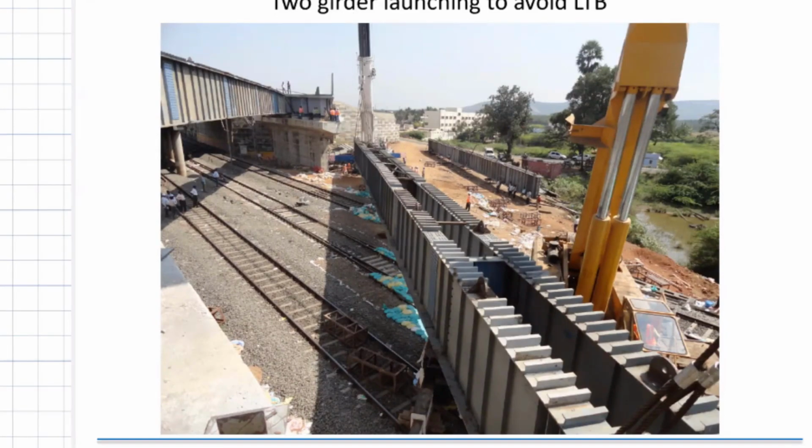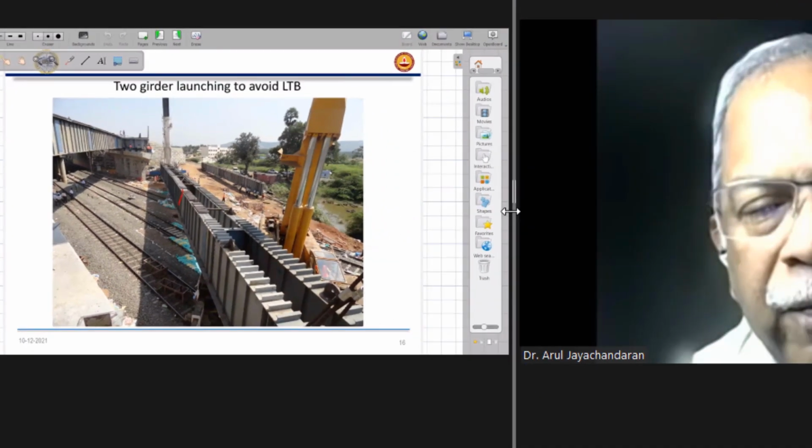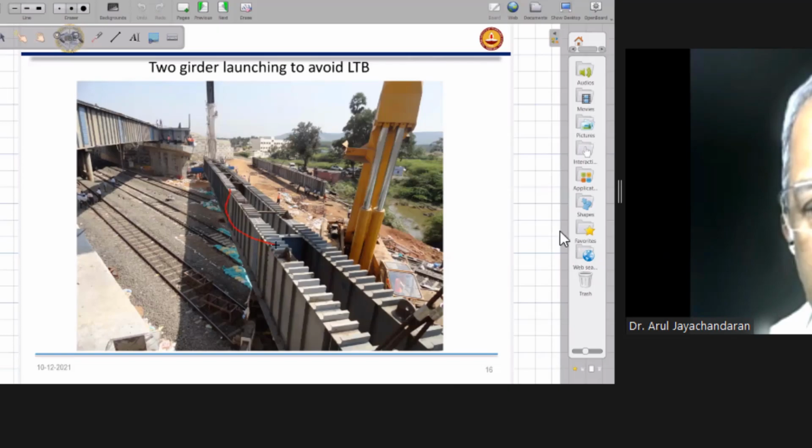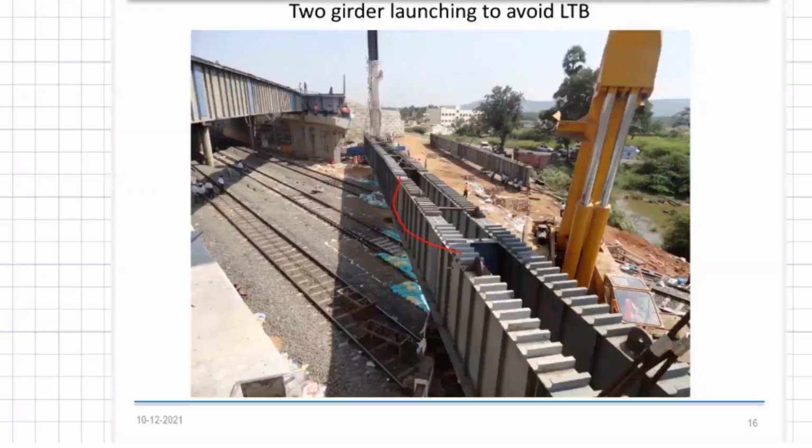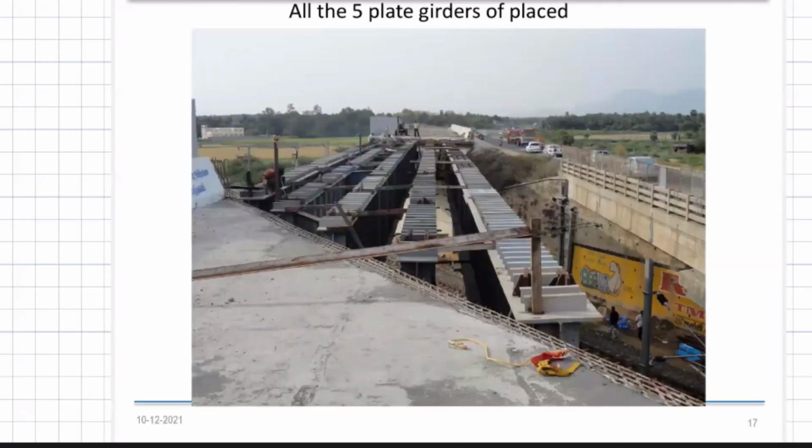Now, the LTB is the tendency of the girder to go sideways at the middle. So this is avoided by a twin girder launching, right? Now, once we have launched all the 5 girders and placed them, all the 5 girders are placed. This is girder number 1 and this is girder number 5. These are edge girders and the middle girders.